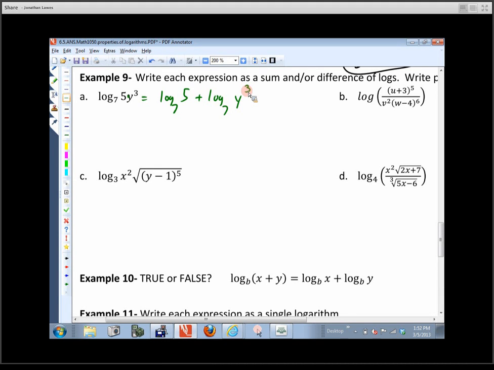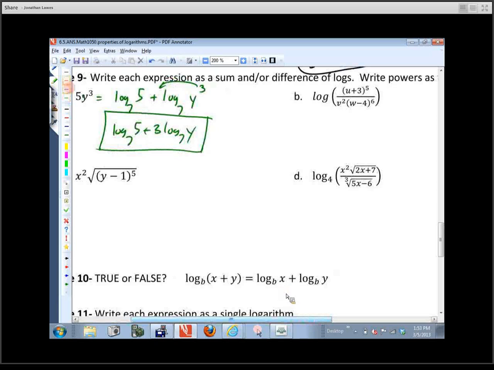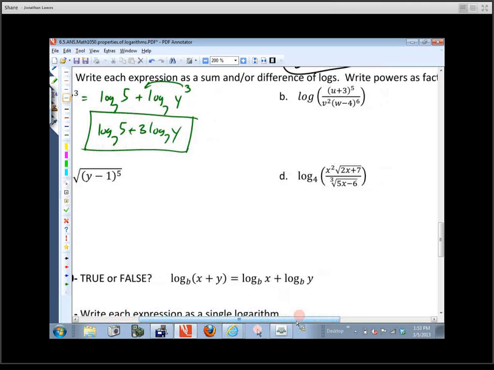Okay? Now, should I do anything else according to the instructions? It says write powers as factors or as multiples. So I'm going to take this and I'm going to slide that out front. Actually, let me just write it this way. That way it'll be clear what the work is. That's the answer. Seems weird that we've got this ugly expression here, but that's the answer. Okay? Any questions there? Okay, let's look at the next one.